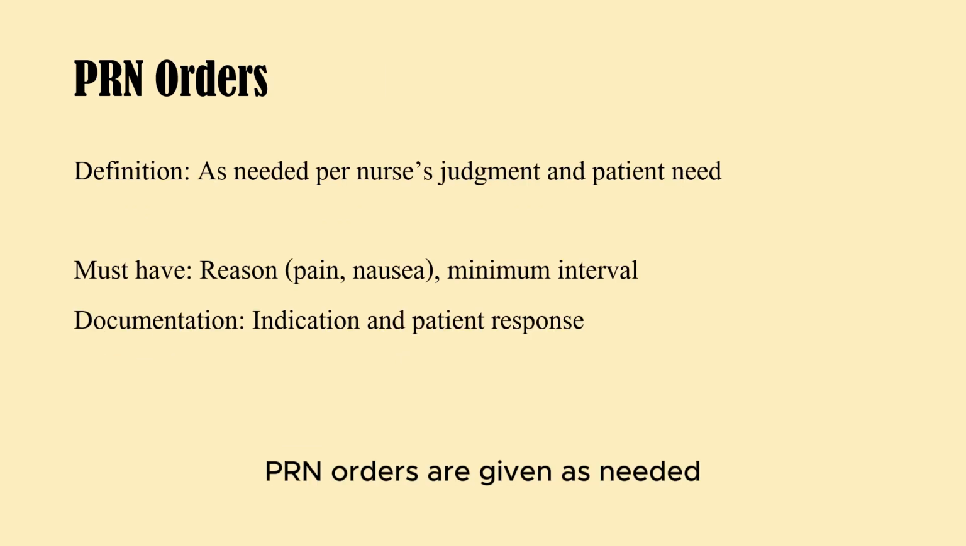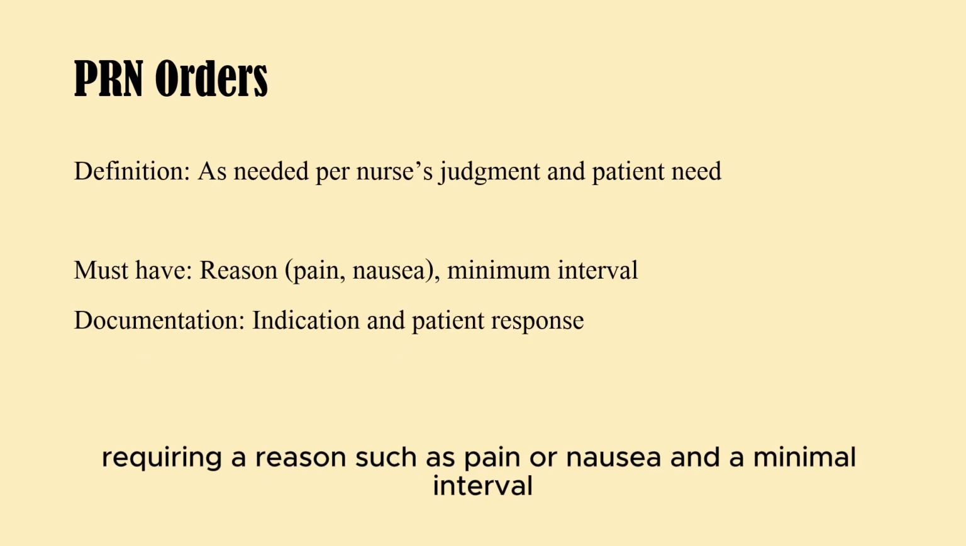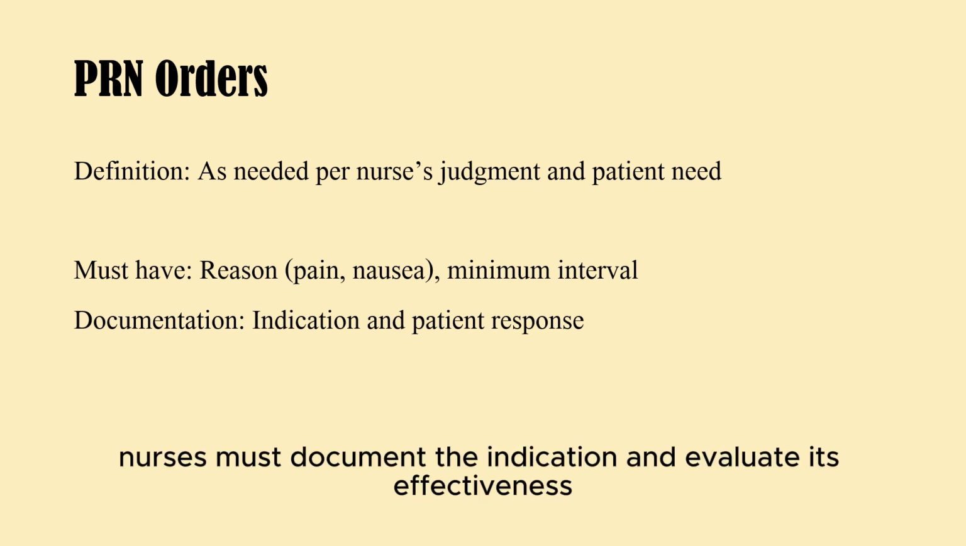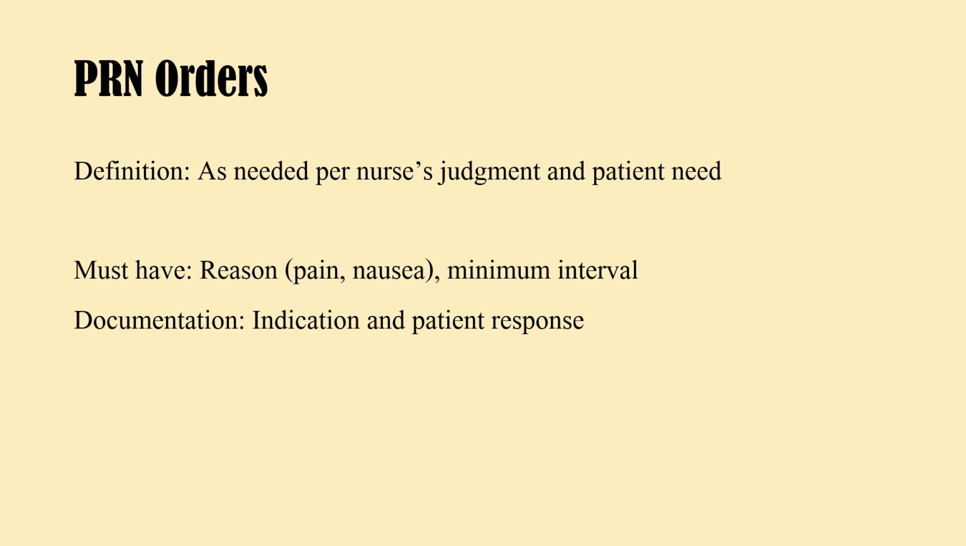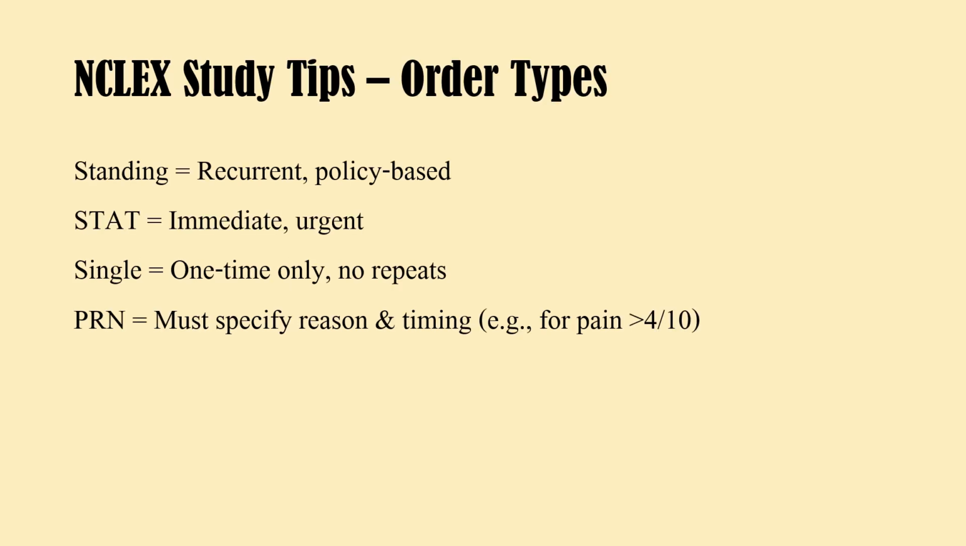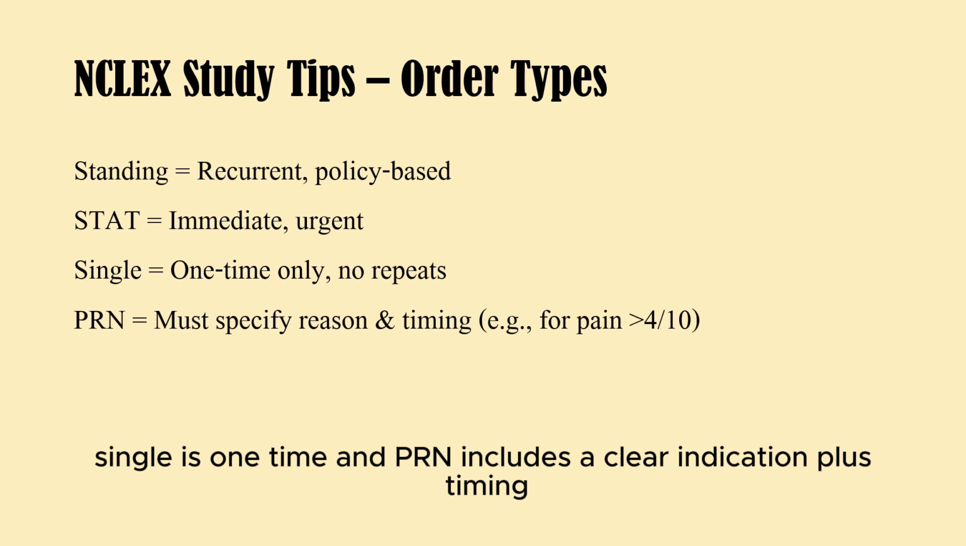PRN orders are given as needed, requiring a reason, such as pain or nausea, and a minimal interval. Nurses must document the indication and evaluate its effectiveness. NCLEX study tips on order types: Standing orders are recurring, stat means immediate, single is one time, and PRN includes a clear indication plus timing.